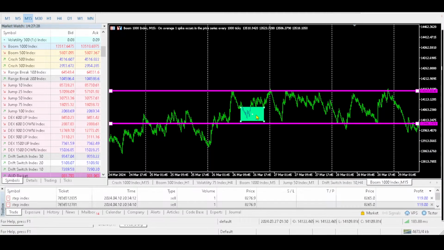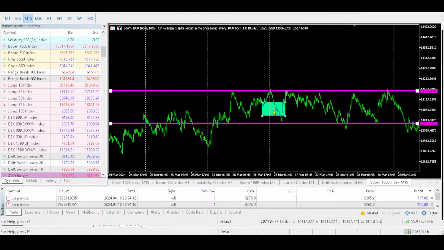This is sometimes called a ranging market, a sideways market, or consolidation. It's got many different names. In this situation, there are still opportunities to trade here. Generally speaking, you want to be selling at the top and buying at the bottom, or you want to buy when the market breaks out of the top and sell when the market breaks out of the bottom.